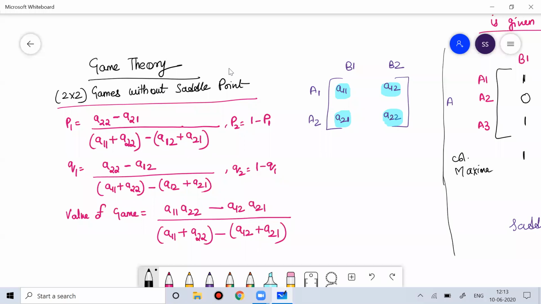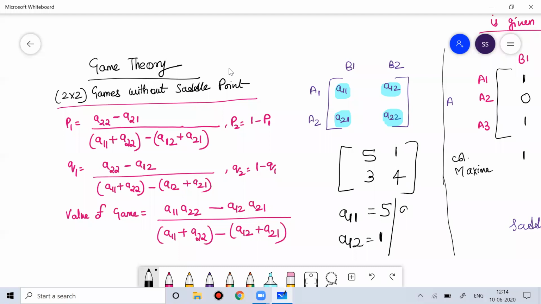Suppose your problem is like this: 5 1 3 4. So here, what is A11? A11 is 5. What is A12? A12 is 1.